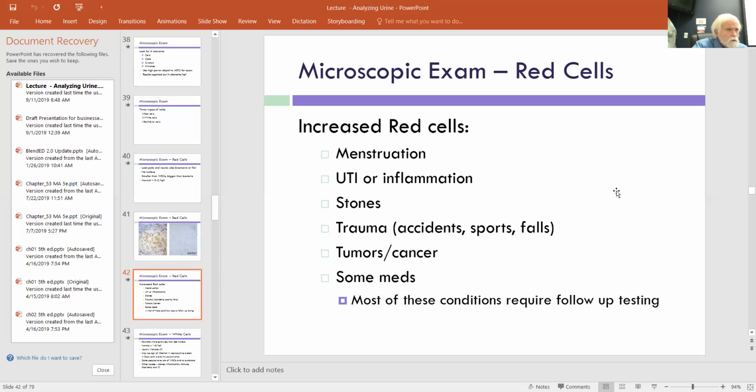So if you see such a result, and they've already said that they're not menstruating, you might ask what other symptoms they have. Have they fallen? Have they had some sort of traumatic event with their kidney?